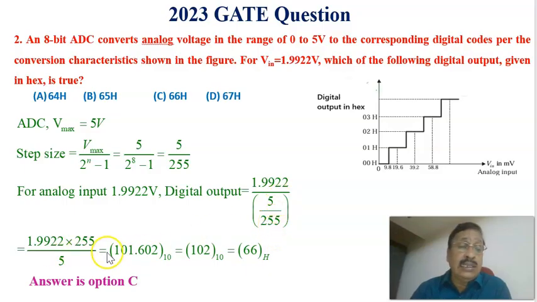which is equal to 101.62 in decimal, and it is approximated to 102 in decimal. Now the hexadecimal corresponding to 102 is 66, that is 6 into 16 to the power of 0 plus 6 into 16 to the power of 1. Therefore, 66H is the answer corresponding to an input voltage of 1.9922 volt. Therefore, the answer is option C, 66H.